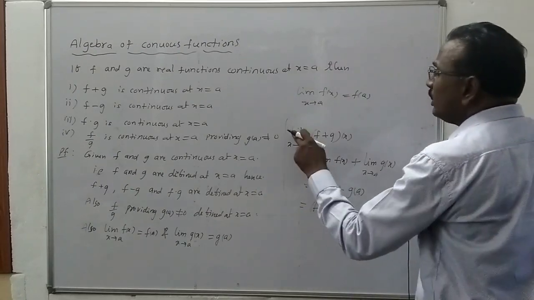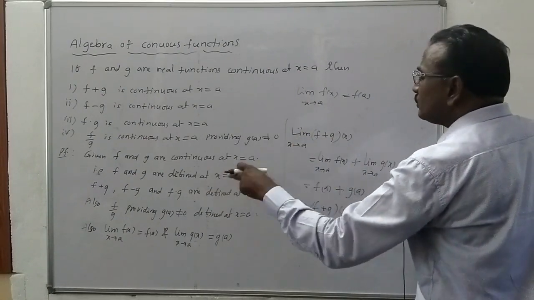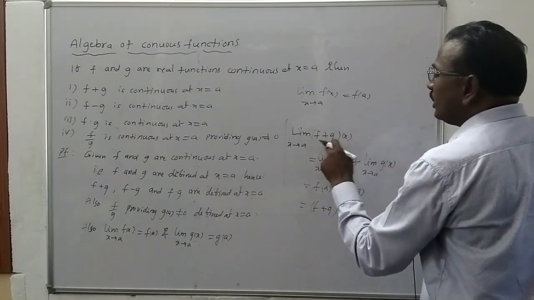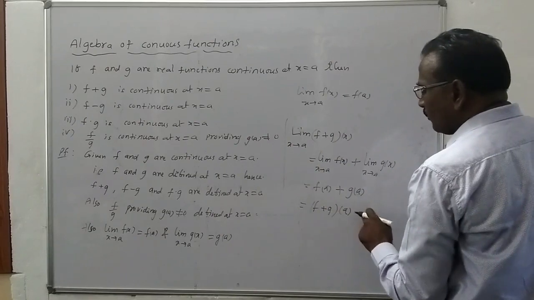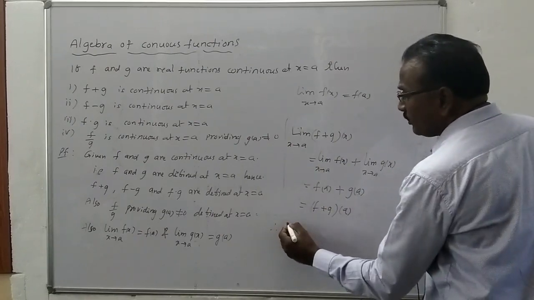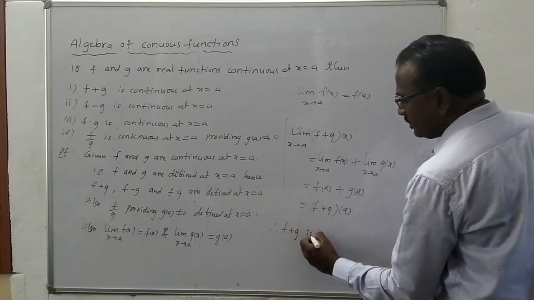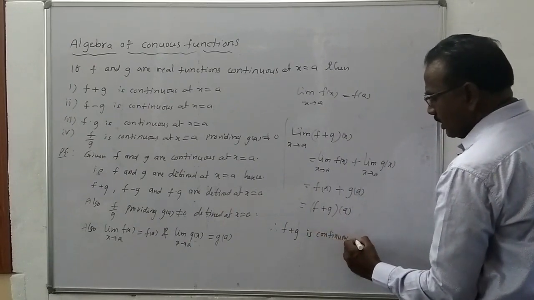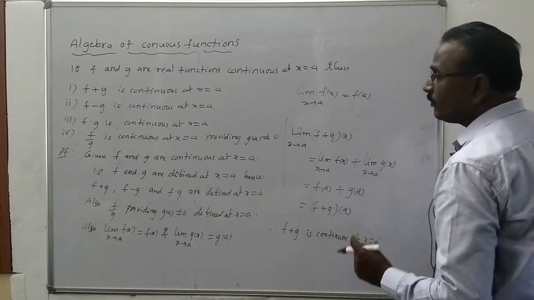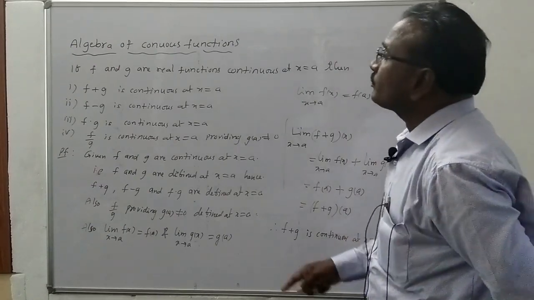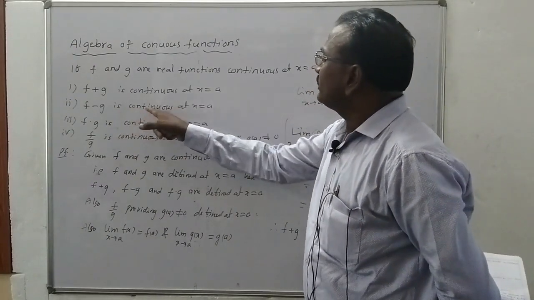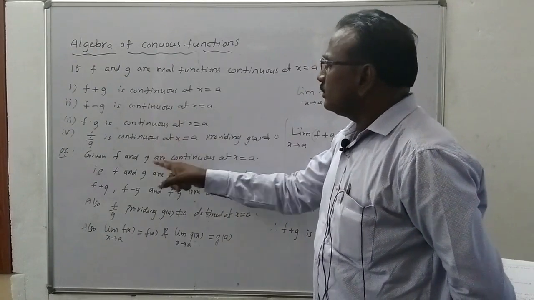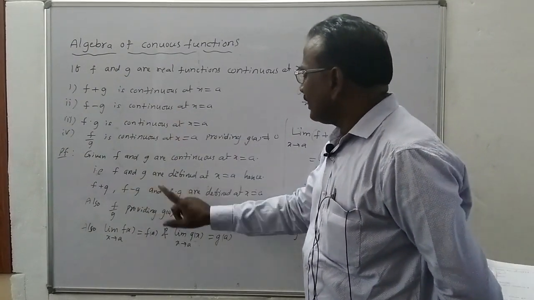So therefore, f plus g is defined at x is equal to a, and the limit of this function as x tends to a is equal to f plus g of a. So by definition of continuous functions, f plus g is continuous at x is equal to a. So this is the proof. Second one is f minus g is continuous at x is equal to a. So here f minus g is defined at x is equal to a.